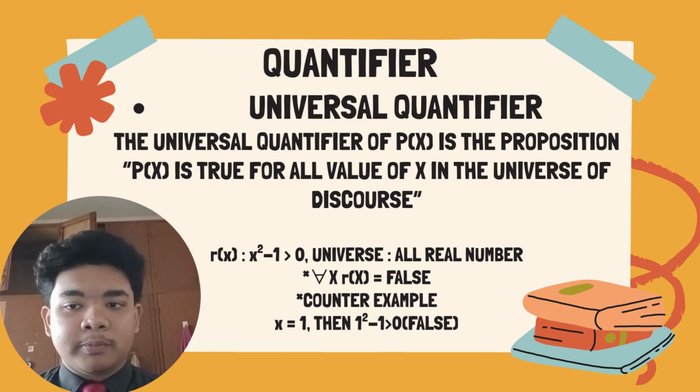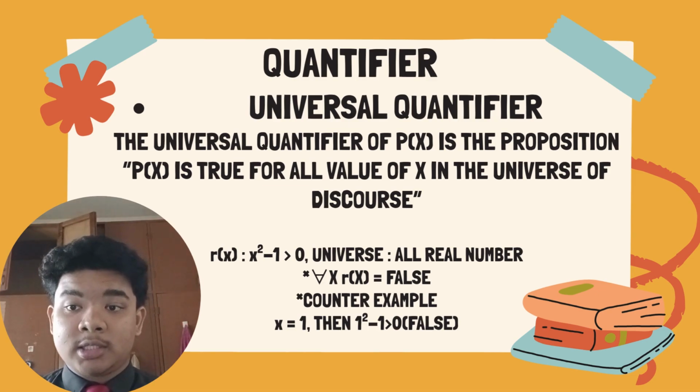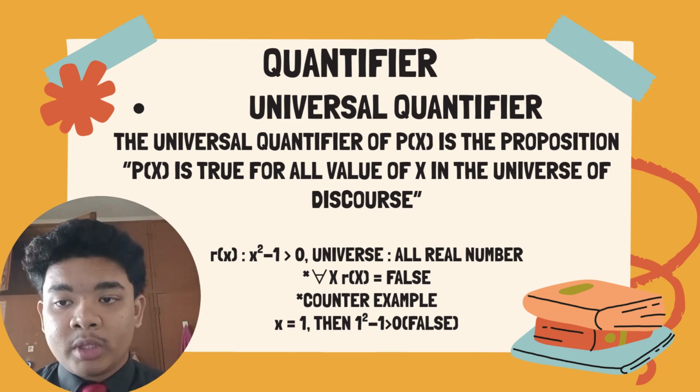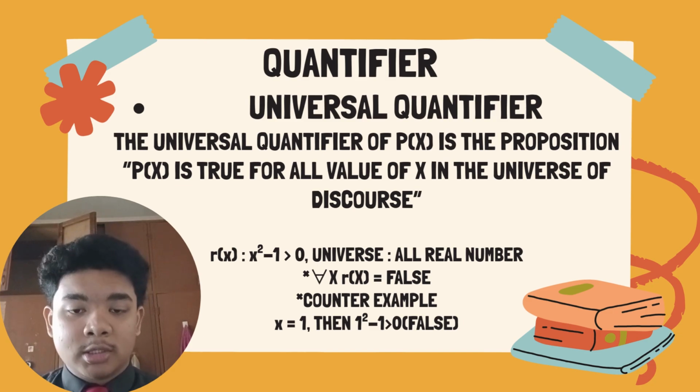The counterexample is x equal to 1. Then we put x equal to 1 in the equation x square minus 1 greater than 0, and we get 1 square minus 1 greater than 0. The answer is false because the final answer we got is 0, and 0 is not greater than 0.